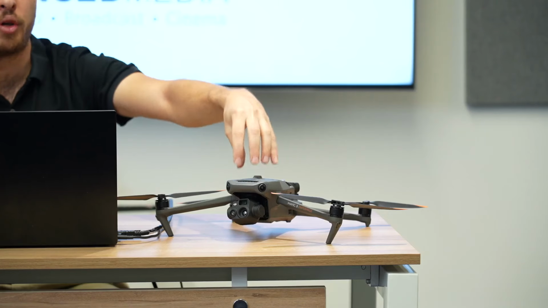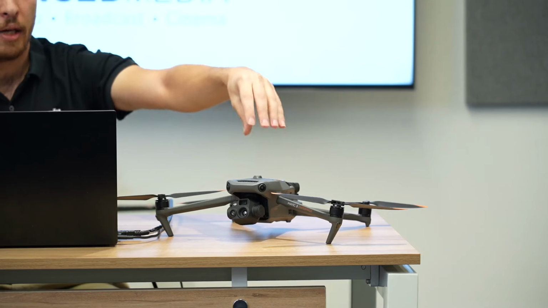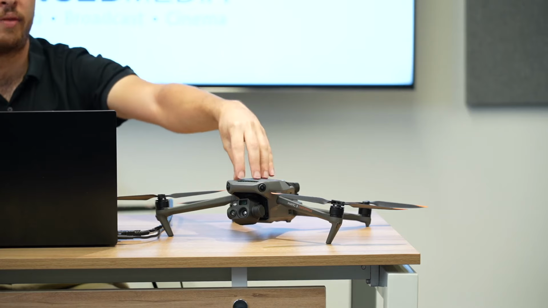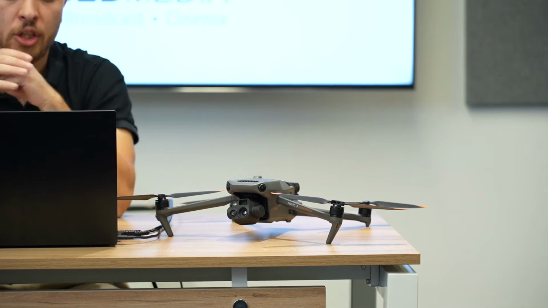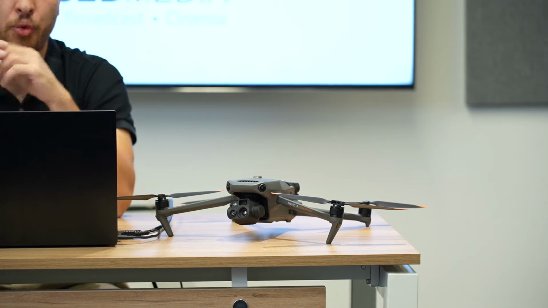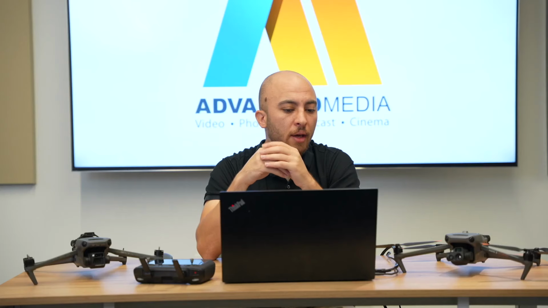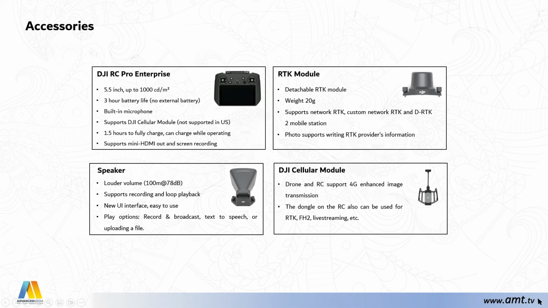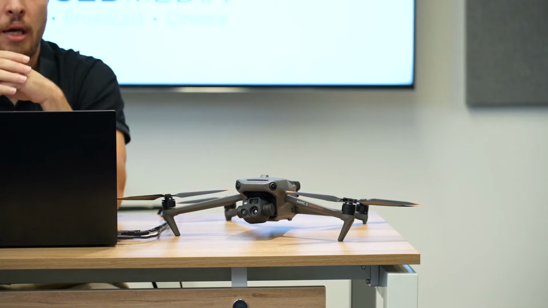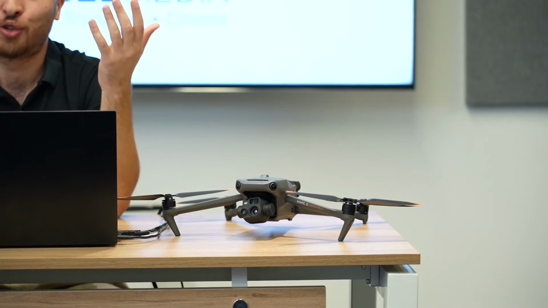And as I mentioned, we have the accessories, the RTK module. You can put it on top of the drone to give it the ability to receive the GPS correction from the base station or from the network. The other thing is the speaker. I don't have them here, unfortunately, but we can mount it on top of the drone, because the controller has a microphone, so you can speak and live stream directly.